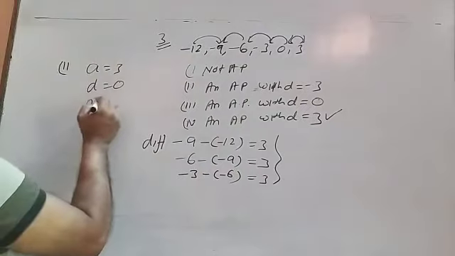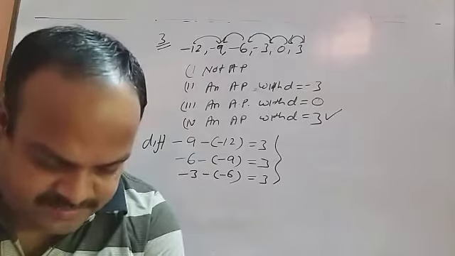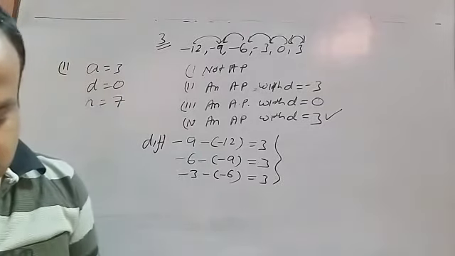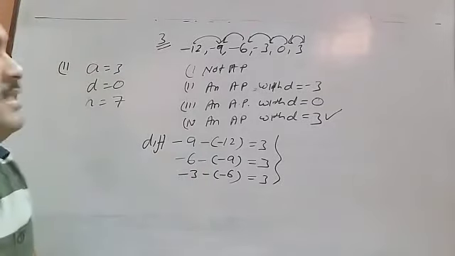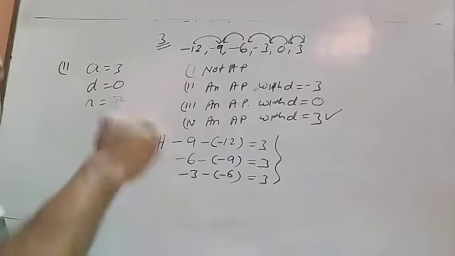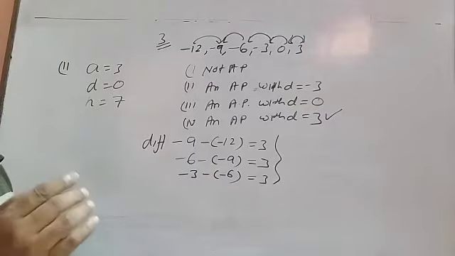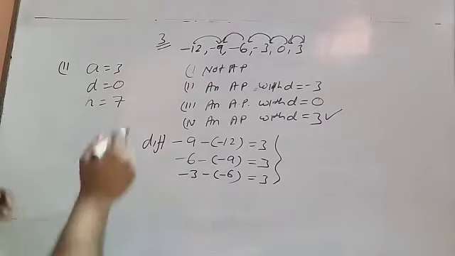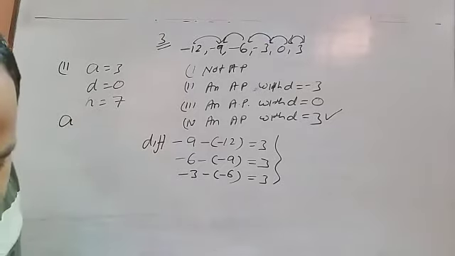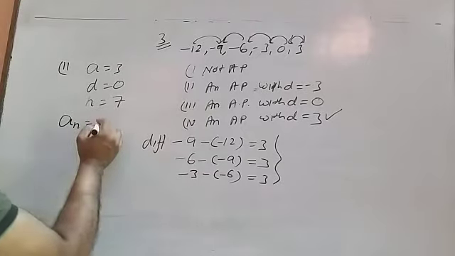So if in an AP, A is 3 and D is 0 and N is equal to 7, then AN will be, since D is 0, nothing you have to add. So that series will remain constant. There will be terms, but every term will be equal to 3. So the question is, then AN will be 3.